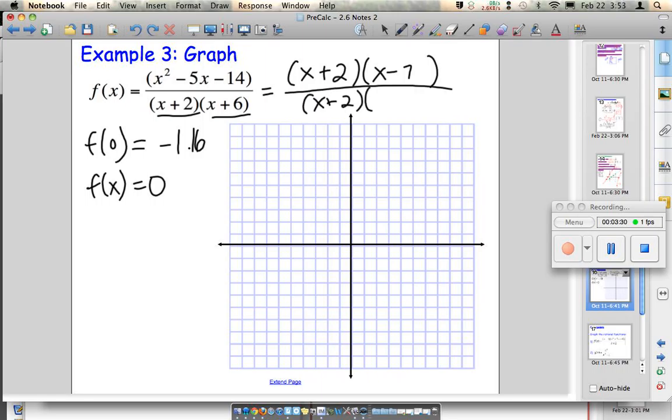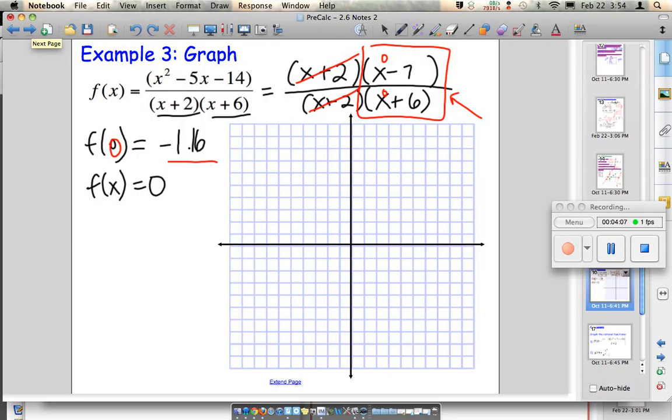So that means that at -2, excuse me, there is a hole. It also means that if I can cancel those out, I'm really just graphing this graph with the small exception that at -2, I'm going to have a hole. So I'm just going to consider this graph from here on out. Think about it. If I plugged in 0, I should still get the same value if I plug in 0 here. I should still get -1.16 after plugging in 0 into this simplified function.